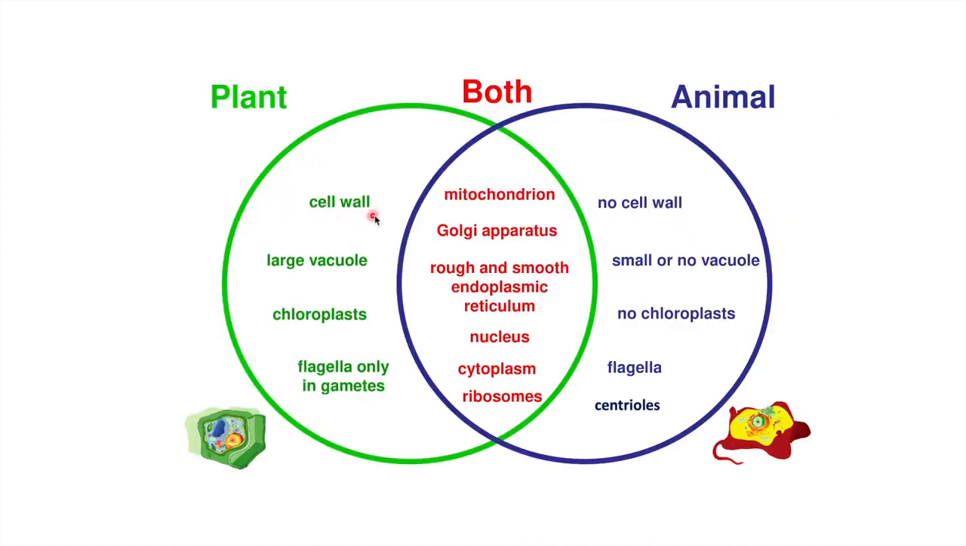So in plants there is a cell wall present, large vacuoles present, chloroplast present and flagella only in gametes present, but these components are absent in animal cells. So animal cells don't have a cell wall, they don't have large vacuoles, no chloroplast, but they have centrioles. And mitochondria, Golgi apparatus, endoplasmic reticulum, nucleus, cytoplasm and ribosome are present in both cells. So this is the easy way to remember the components present in both cells or absent in both cells.